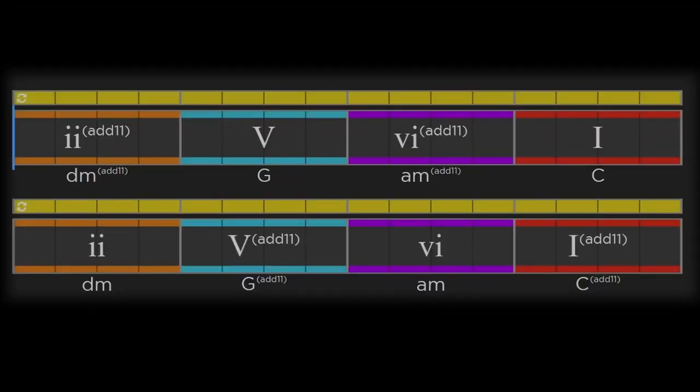You can use more than one add 11 in a progression, but it is nice to separate them out a bit to allow them to breathe. Also note in this next example how you hear the standard version and the add 11 chord. This feeling of something being the same but different is a great songwriting technique. It's also a progression that doesn't start on the one chord, again providing a different approach.